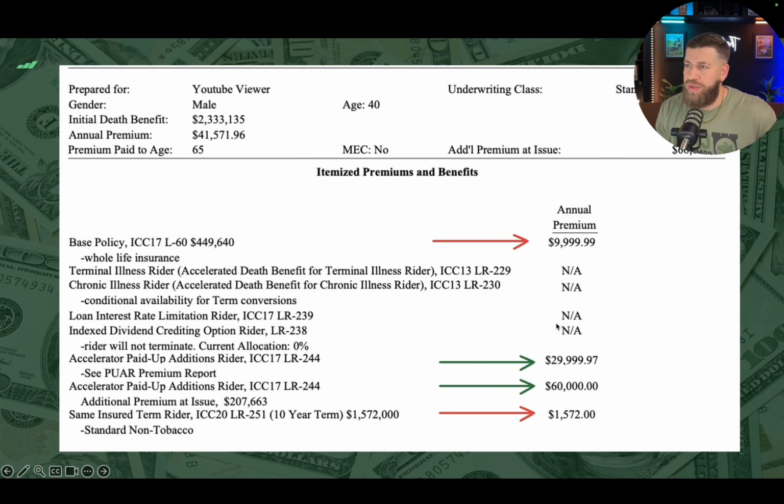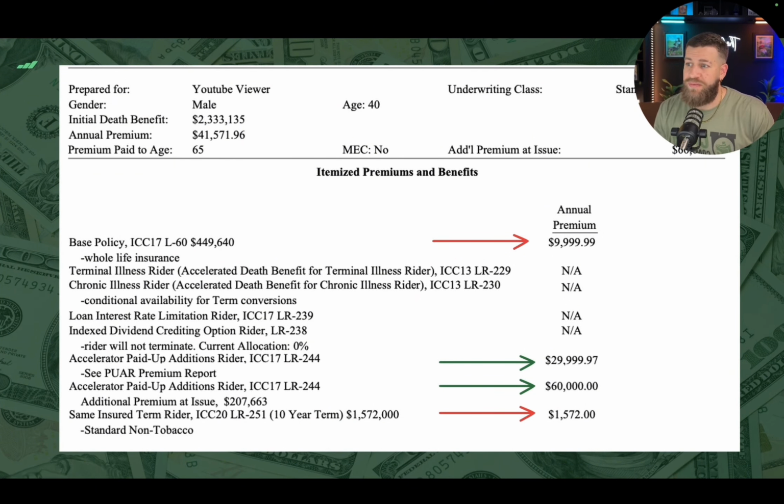All right, now let's return to our example of that healthy 40-year-old man. So we're putting $10,000 into the base, which has smaller early cash value, but larger long-term growth. We're putting $30,000 into the PUA rider, which has early cash value, but smaller long-term growth. And then we're gonna do that first year dump into the PUA of $60,000. And finally, we're gonna add the $1,572 of term insurance.